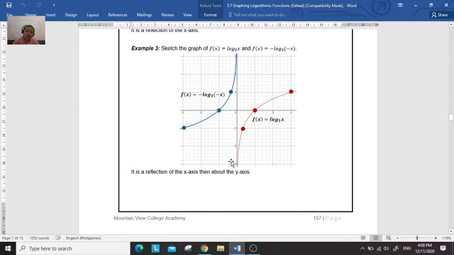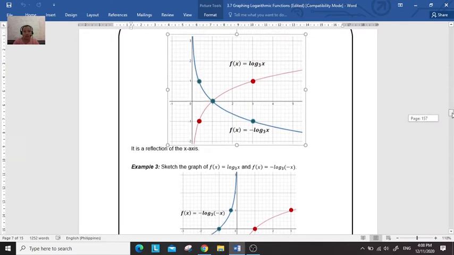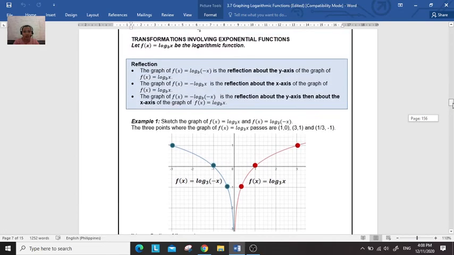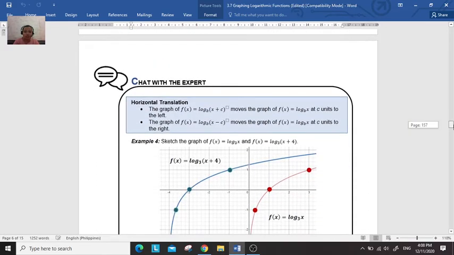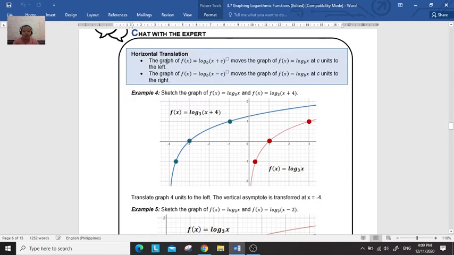Reflection about the x-axis will be this one. So it is a reflection of the x-axis, then about the y-axis. Reflection of the x-axis, reflection of the y-axis, then about the x-axis. Okay. Next, let's proceed to the horizontal translation.